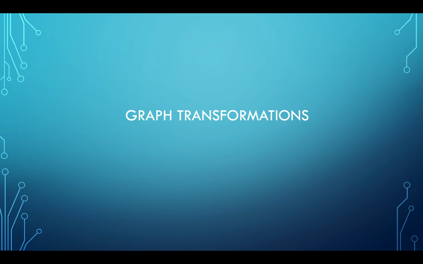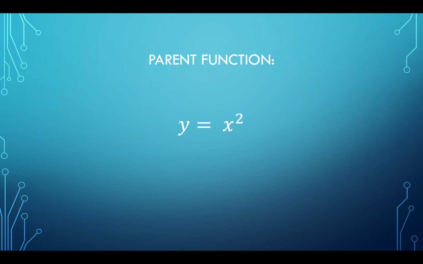Now we're going to go over graph transformations. So our parent function is y is equal to x squared. This is the main function, so this is like the main parabola.